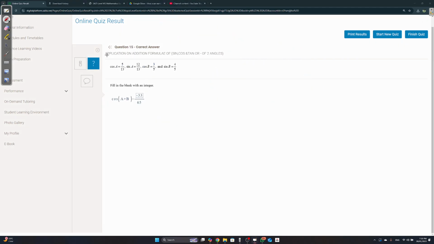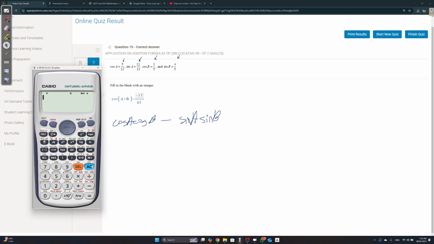Question 15, okay, cosine A is 5 over 13, sine A is 12 over 13, cosine B is 3 over 5, sine B is 4 over 5. What's cosine A plus B? You have all of them, so you can just do direct multiplication. So it's going to be cosine A, cosine B, minus sine A, sine B, okay? So get my calculator, cosine A, cosine B, so it's going to be 5 over 13 times cosine B, which is 3 over 5, minus sine A sine B, so 12 over 13 times 4 over 5, okay? You get negative 33 over 65, so the box is negative 33.